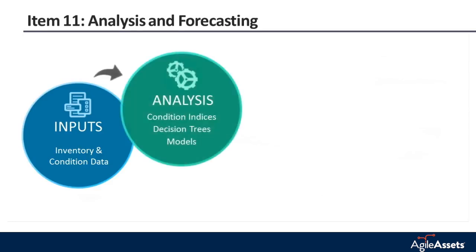Next comes the tools which go into an analysis. Things like condition indices, decision trees, which are the treatments that get applied to bridges and at what condition they get applied, and deterioration models, which simply define how bridges deteriorate over time.